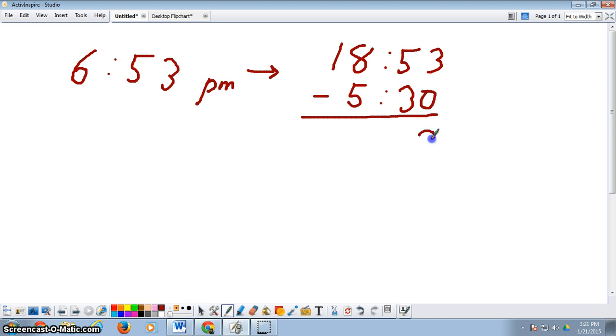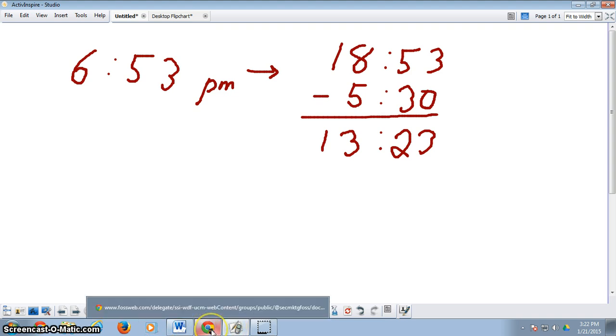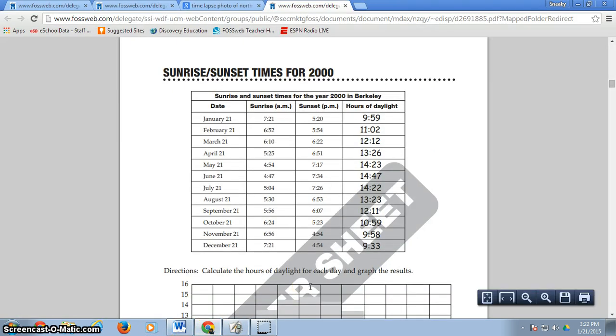3 minus 0 is 3. 5 minus 3 is 2. 18 minus 5 is 13. In this case, our answer of 13 hours and 23 minutes does not need to be changed in any way, and we can double check that with the answer key here. And we can see that for August we got 13 hours and 23 minutes.